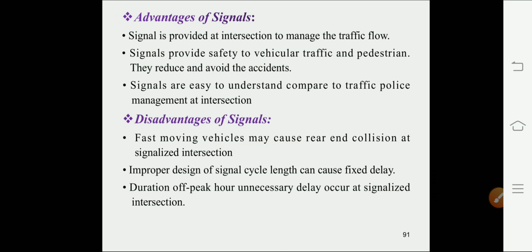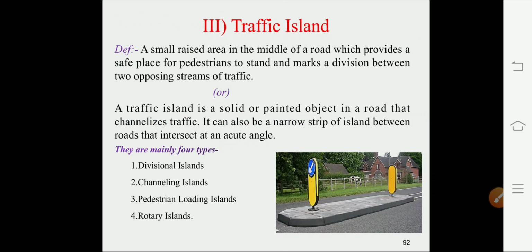There are also some disadvantages of these signals, like fast moving vehicles may cause rear end collision at signalized intersections. Improper design of signal cycle length can cause fixed delay. During peak hour, unnecessary delay occurs at signalized intersections. Many a times you might have faced many problems at the signals. Okay.